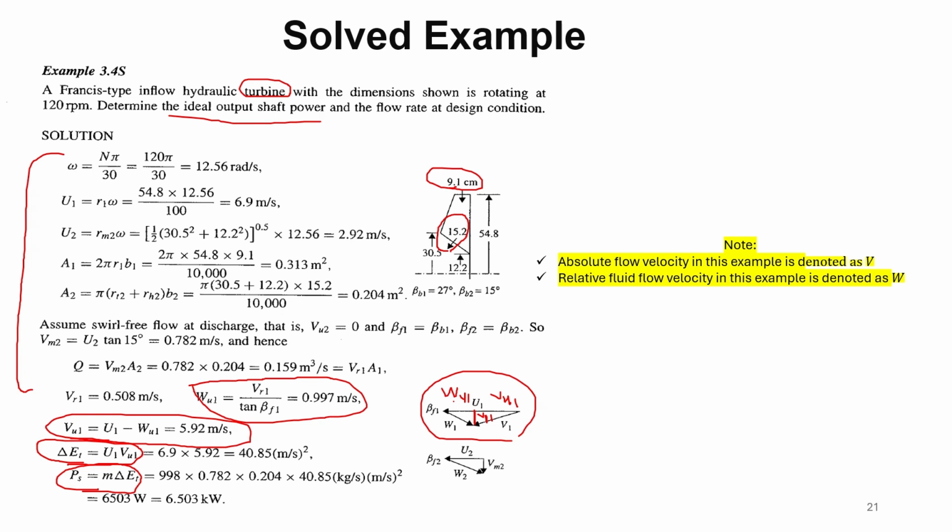Okay, so W1 is just V R1 over tan beta fluid, or in other words, tan beta fluid is just the opposite over the adjacent. Now this opposite is V R1, the adjacent is W1, the tangential component of relative flow velocity. You do all the calculations and you get the shaft power of this turbine around 6.5 kilowatts.